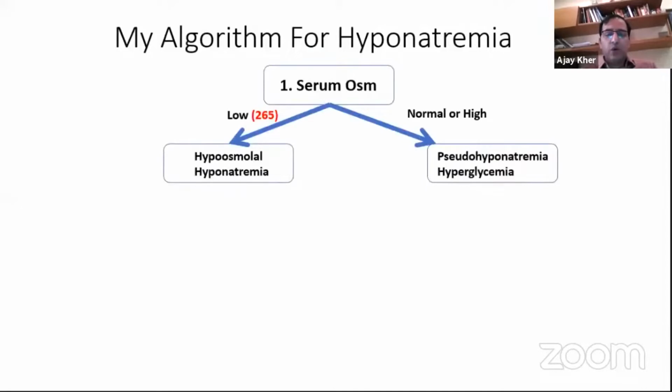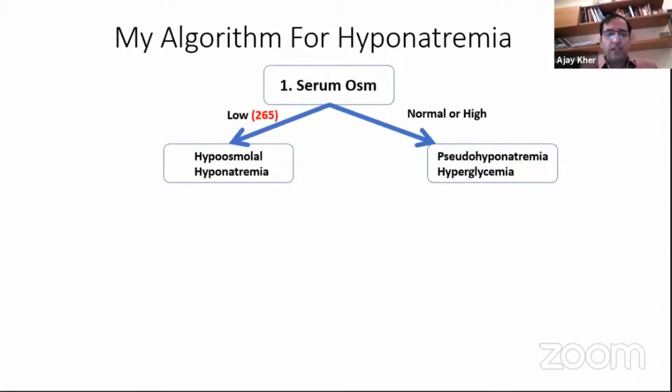The first thing that I look at is the serum osmolarity in the setting of hyponatremia to see if the serum osmolarity is actually low. That means that this is true hypoosmolar hyponatremia. If the serum osmolarity is normal or high, then I would look at pseudo-hyponatremia and hyperglycemia to assess which of those is the etiology for the hyponatremia that has been diagnosed. In this patient, it is 265, so this is true hypoosmolar hyponatremia.